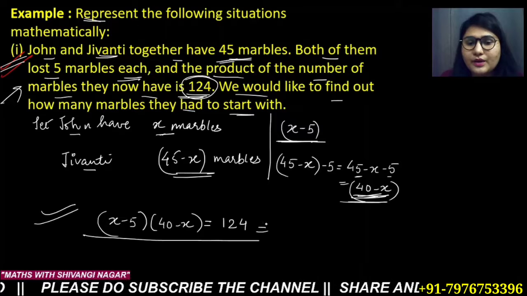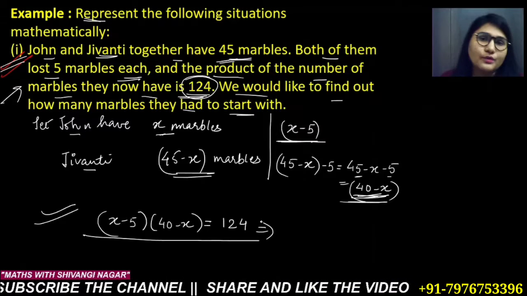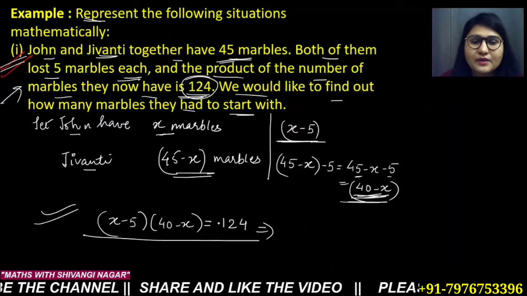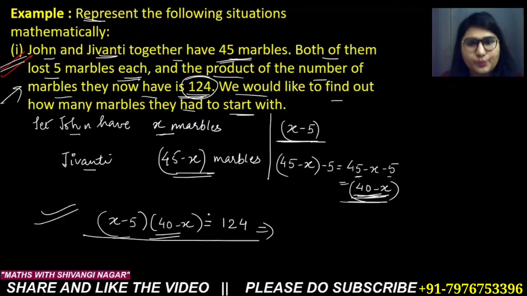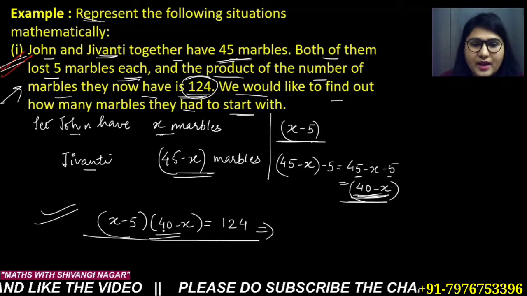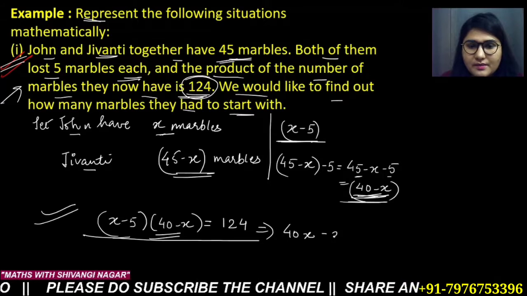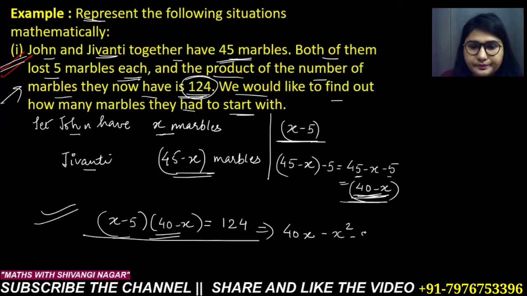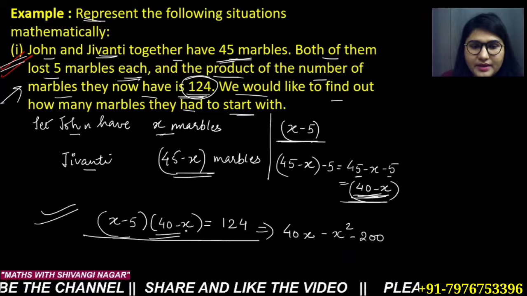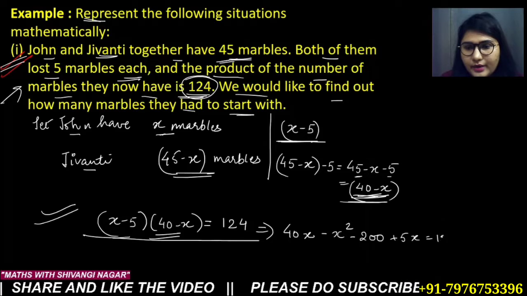If we want to represent it exactly in the form of a quadratic equation, then how will we do it? We just open these brackets and multiply the terms by using the distributive property, right? So x into 40 is what? 40x. x into minus x is minus x square. Minus 5 into 40 is what? Minus 200, and minus 5 into minus x is what? Plus 5x.